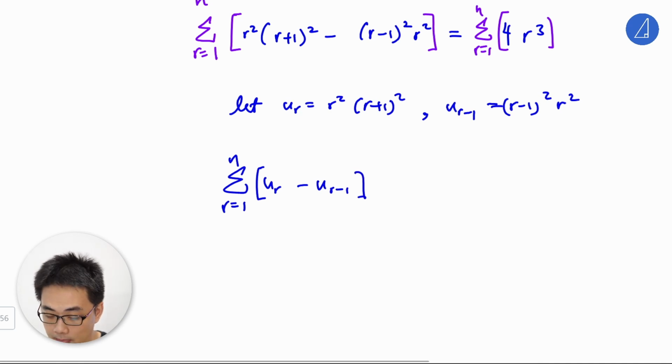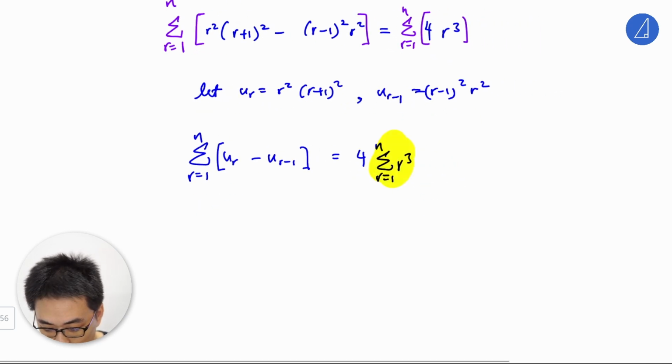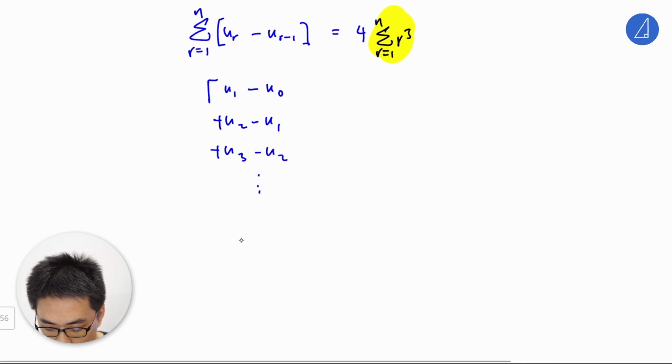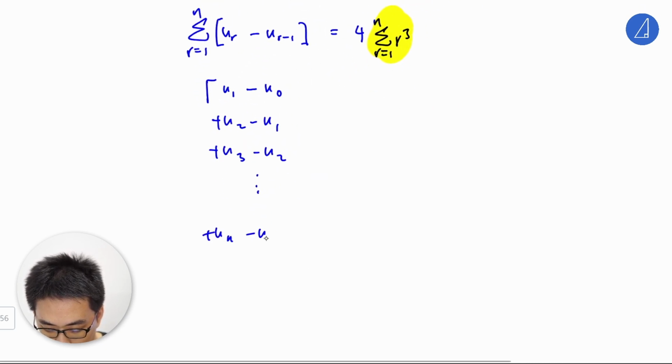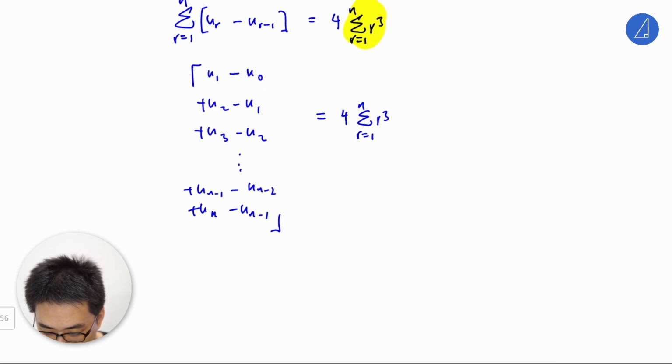Let it be U_R. Then for the other side, this is what I want to find. Okay. Then I'll just take U1 minus U0, just MOD. U1 minus U0 plus U2 minus U1 plus U3 minus U2, all the way to the last one. Then there will be 4n equals to 1 R cube. There you go.